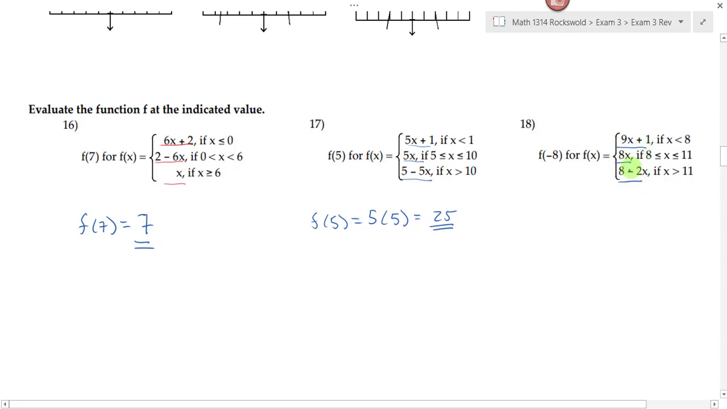On 18, which of these three functions would I use, the first, second, or third function, if I want to find f of negative 8? Is negative 8 between 8 and 11? But negative 8 is less than 8, isn't it? So I use the first one, so that's going to be 9 times negative 8 plus 1, so that's going to be negative 72 plus 1, and that's equal to negative 71.